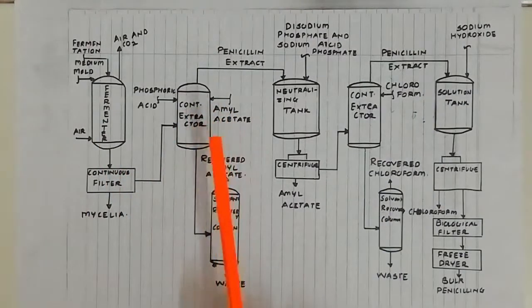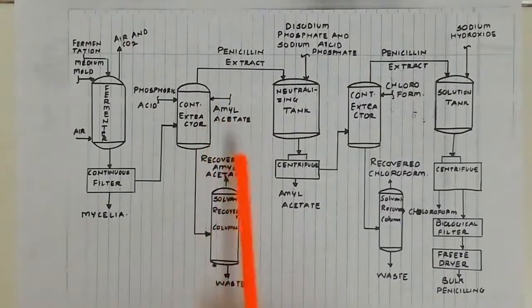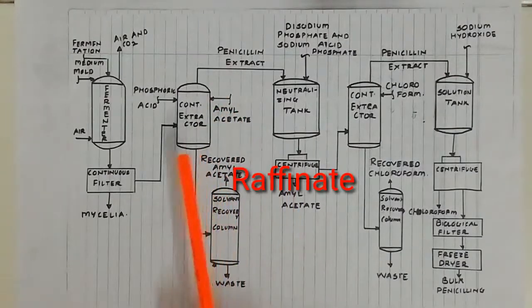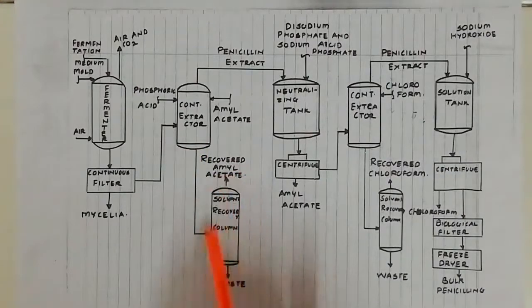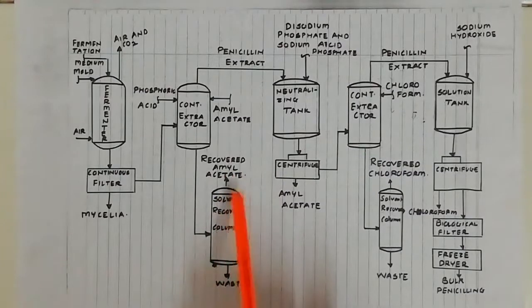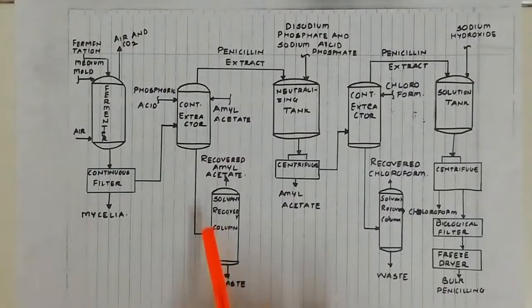The raffinate, that is the layer containing the greater concentration of the feed liquid and a smaller concentration of the solvent, containing the water soluble impurities and some of the solvent, is passed to the solvent recovery section. This solvent recovery section, as you can see, can recover the amyl acetate and the waste material out of it.